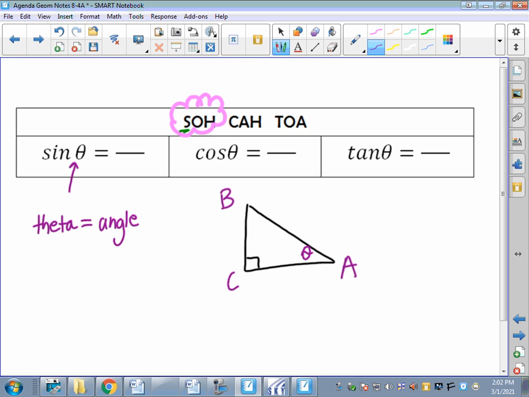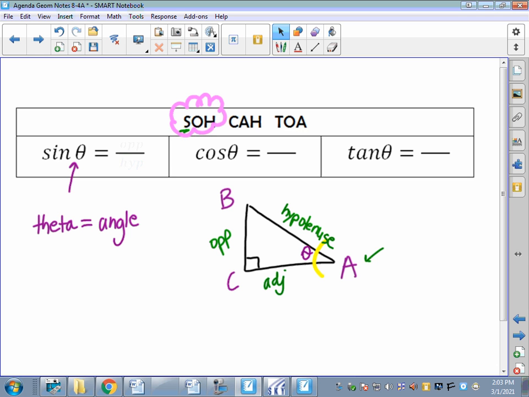Now, when you label a triangle, if I'm looking at angle A as my main angle, we all know that right across from the right angle is the hypotenuse, right? Well, now we need to know opposite and adjacent. If I'm only looking at angle A, the opposite is straight across from it. The adjacent is the leg that touches angle A, but it is not the hypotenuse. So that's really important. So SOH, sine of any angle is equal to the opposite over the hypotenuse, OH. Turn it into a ratio. So I'd look for the opposite side, I'd put that value in there, I'd look for the length of the hypotenuse and put that value in.